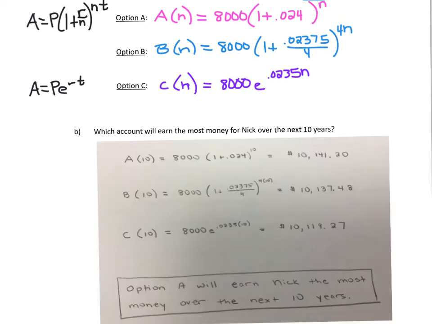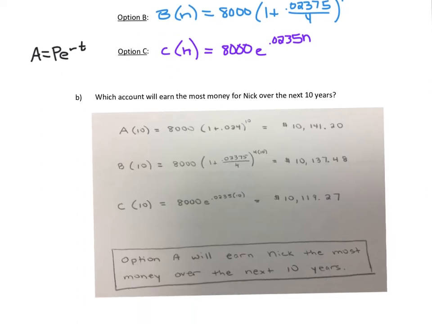Okay, so let me just move this up a little. So I replaced all of the n's with 10s, right? And I did the same thing here. And then all you're going to do is plug this in your calculator, and because it's money, you can round to the nearest cent, okay, which is 2 decimal places.